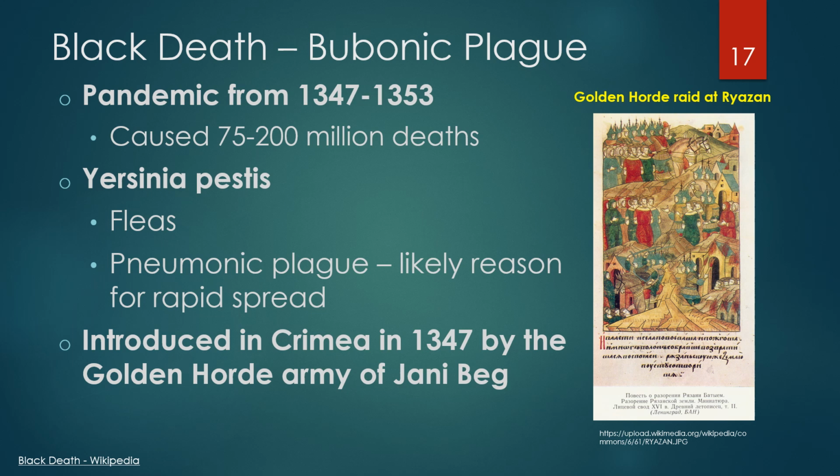It can also be spread through person-to-person contact by aerosols from individuals manifesting pneumonic plague, or infection of the lungs. This person-to-person spread is likely the reason it spread so quickly in the 14th century. The origin of the Black Death is unclear. The organism was likely introduced to Europe during the siege of Kaffa in Crimea by the Golden Horde army of Jani Beg in 1347.